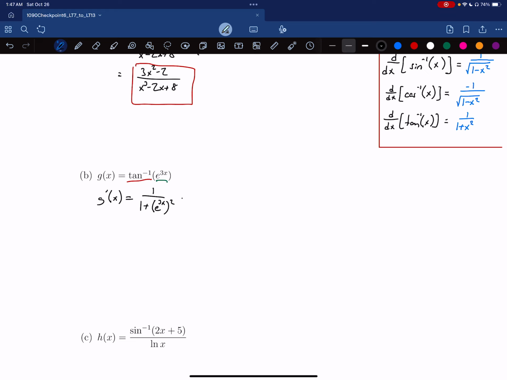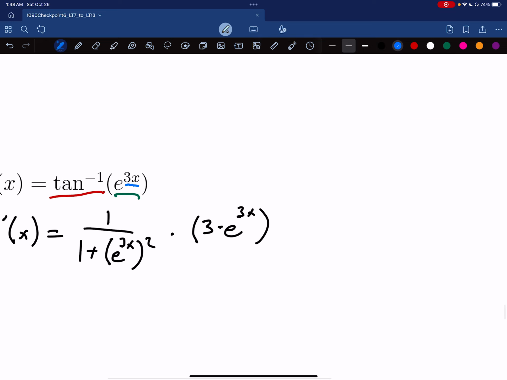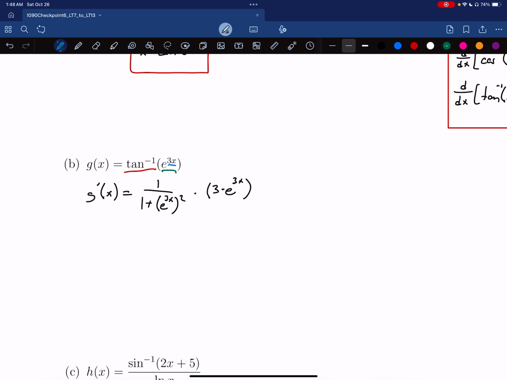Now I need to multiply by the derivative of e to the 3x, that green part. And that's going to be equal to 3 times e to the 3x. And that piece there is also chain rule. Okay, so I'll zoom in even a little more. I have that little function there. It's just to clarify where the different pieces are coming from.